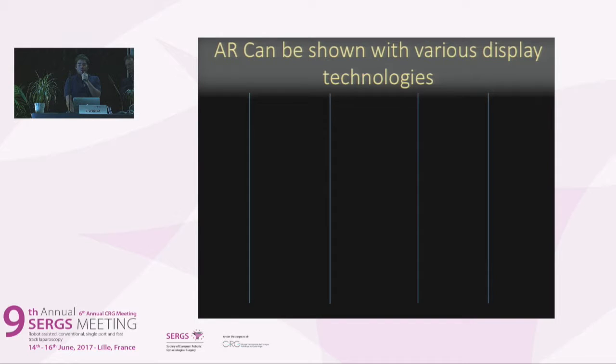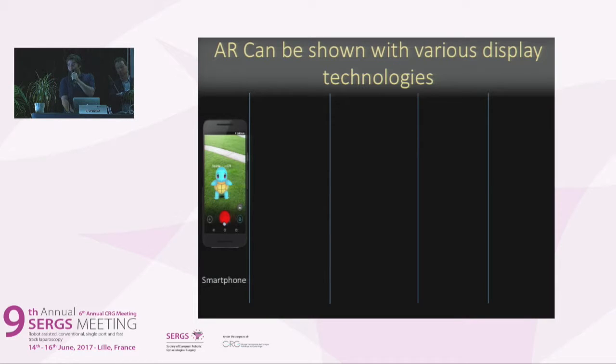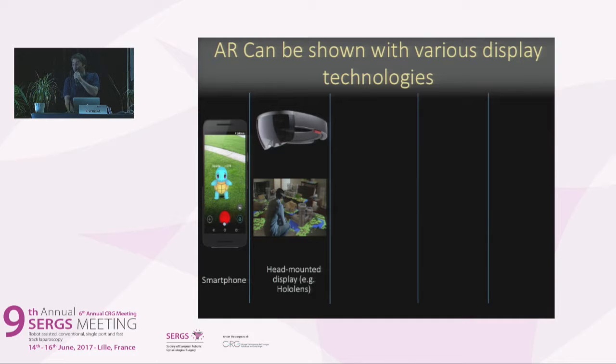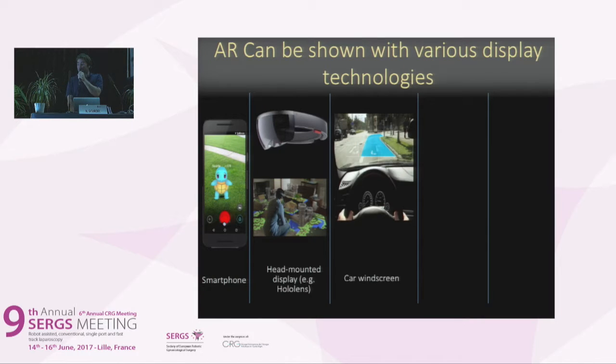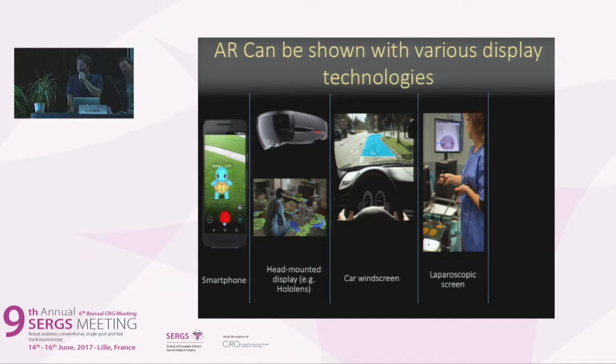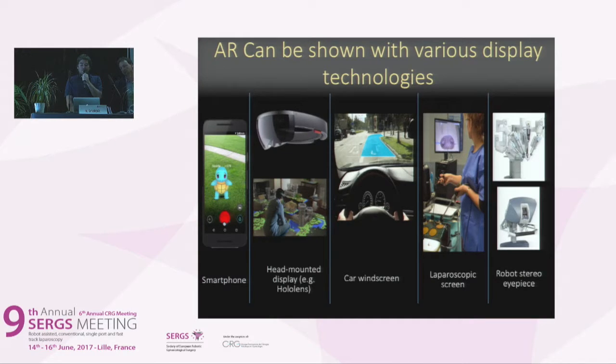And in fact, with augmented reality, you can show it with various display technologies. So, for example, smartphones. So this is Pokemon Go. Augmented reality head-mounted displays. So this is an example of HoloLens. And another one, maybe a driving windshield, where you're being shown where to drive, overlaid on the windshield. And of course, why I'm here, laparoscopy, traditional and robotic.